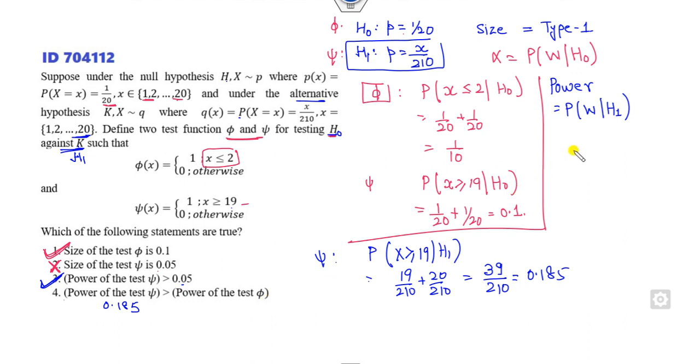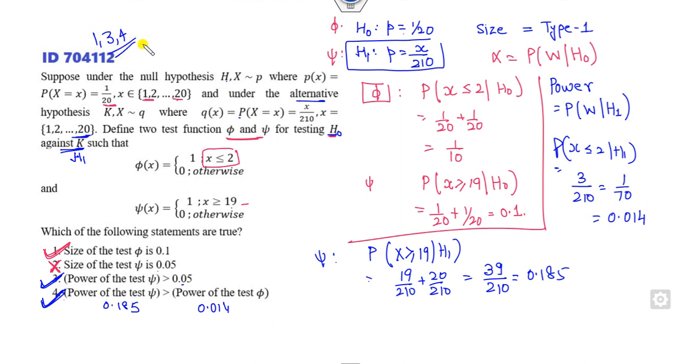Similarly, you can find the power of the test of phi. For the phi case, the critical region is x less than or equal to 2 under H1. So what is that? X less than 2 is 3 over 210. So that's 1 over 70, and 1 over 70 is 0.014. So it's 0.014. It's again satisfied. So the right answers are 1, 3 and 4, my correct options for this problem.